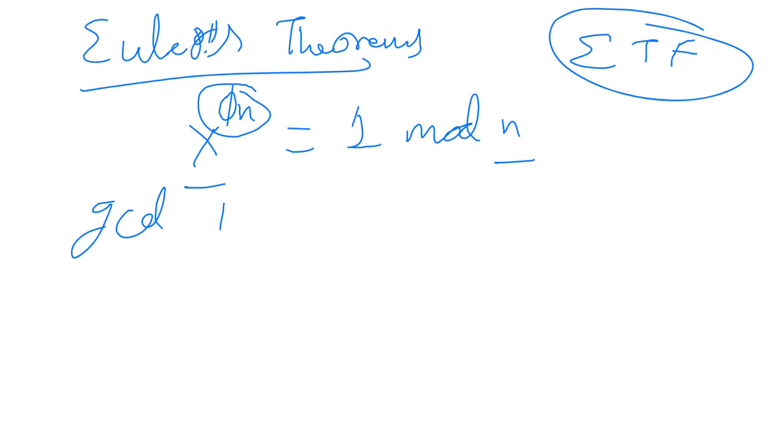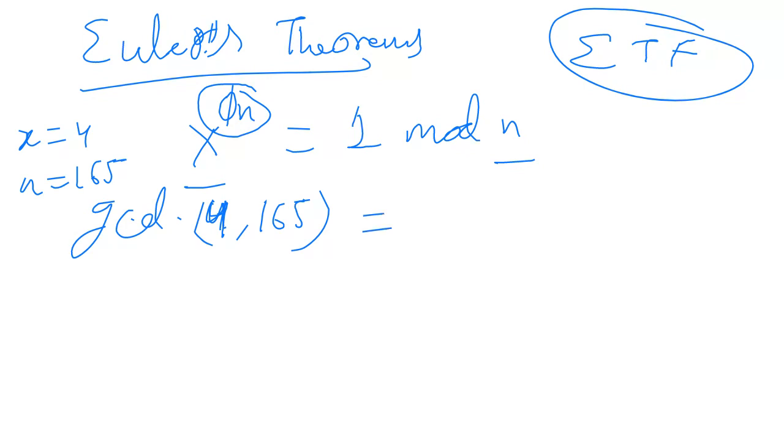We have taken x is equal to 4 and n is equal to 165. So we have written GCD of x and 165 using Euclid's algorithm. That would be 1. All right.